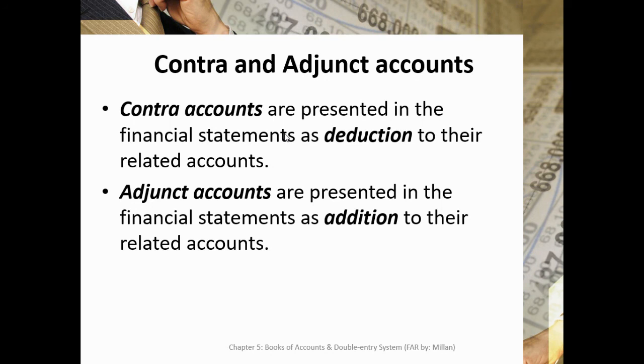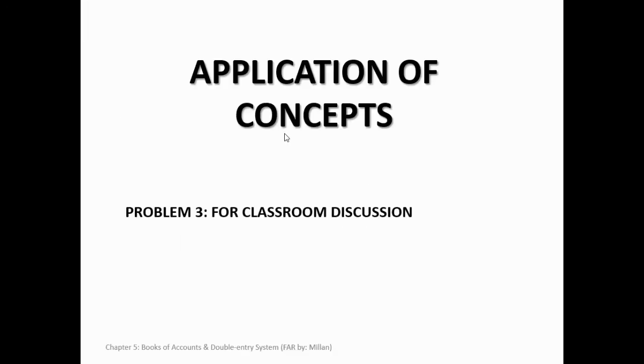Next, you have a building with a historical cost of 1 million and an accumulated depreciation of 300,000. So how much is the carrying amount of your building? So building is 1 million, kailangan mong ibawas yung contra account niya na accumulated depreciation building 300,000 para ma-compute mo yung net carrying amount niya na 700,000 pesos.